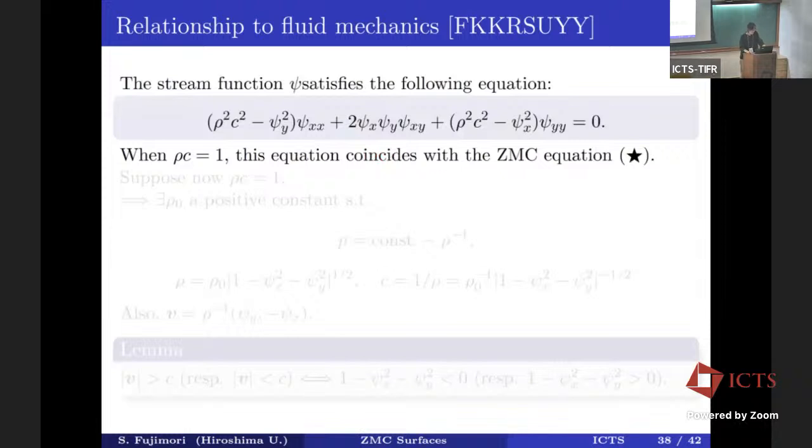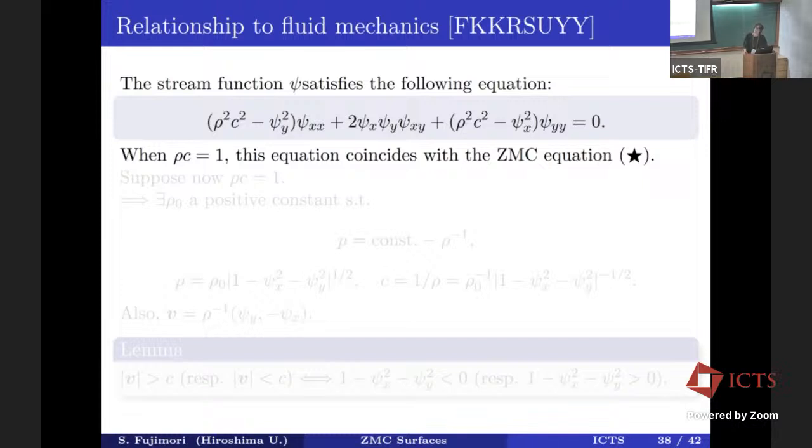And then it is known that the stream function psi satisfies the following equation. Okay, (rho squared c squared minus psi sub y squared) psi sub xx plus 2 psi sub x psi sub y psi sub xy plus (rho squared c squared minus psi sub x squared) psi sub yy equal to 0. So this is very similar to the zero mean curvature equation. So if rho times c equals 1, then this equation is exactly the same as the zero mean curvature equation.